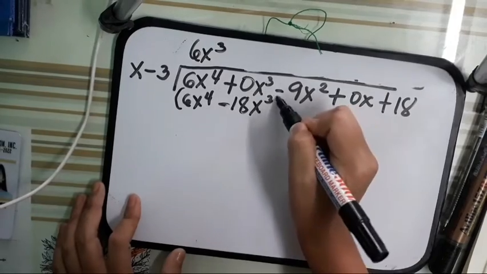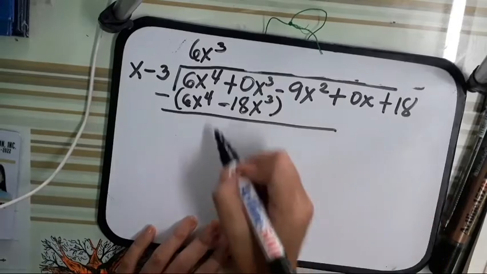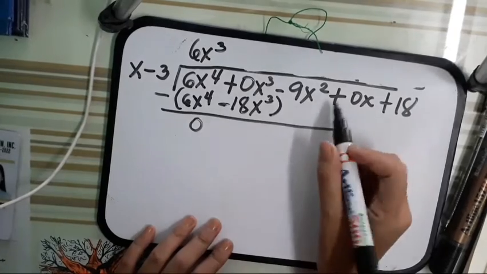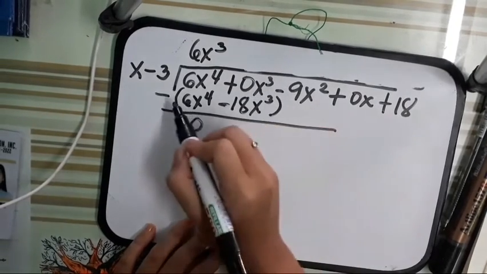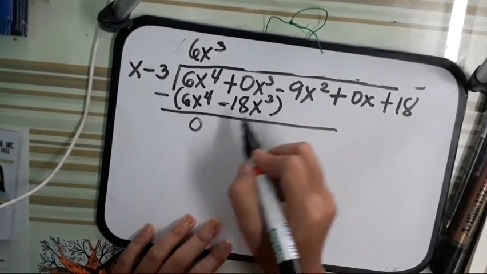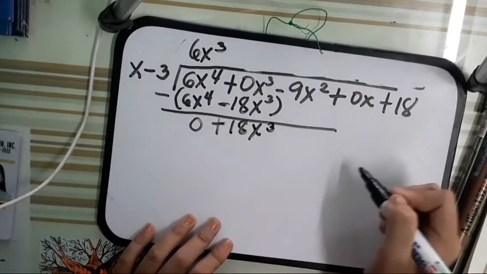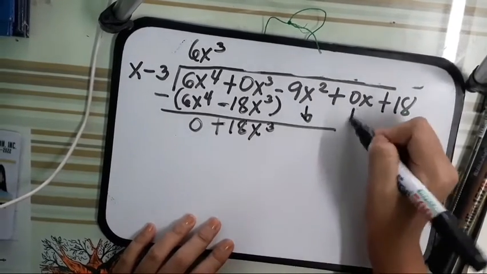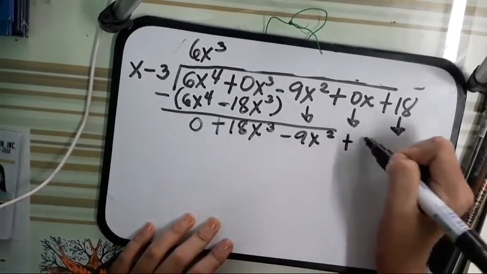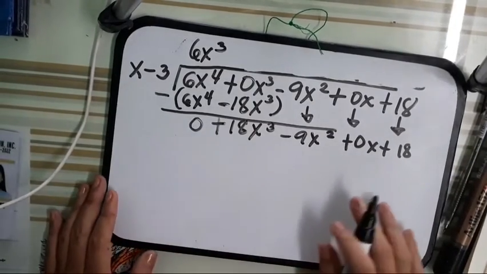Now, let's proceed on subtraction by writing the negative sign and the parentheses. Now, 6x raised to 4 minus 6x raised to 4 is 0. Positive 0x cubed minus negative 18x cubed is the same with 0x cubed plus 18x cubed, which is equal to 18x cubed. Now, let's bring this 3 down. So, negative 9x squared plus 0x plus 18. Now, let's repeat the same process.